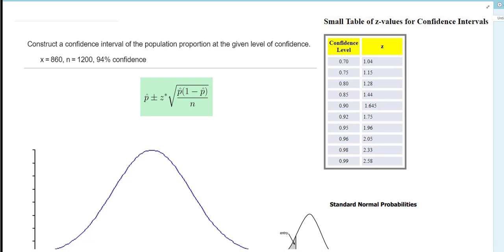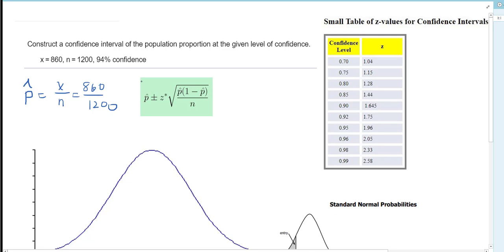In some steps here, the very first thing I would do is find p hat, because I see I need that in my formula. So p hat is the sample proportion, which is x over n, in this case 860 over 1200. If you take 860 and divide by 1200 in your calculator, you should get 0.716666666, so we'll call it 0.717, since they asked us to round to 3 decimal places. All right, so that's p hat.